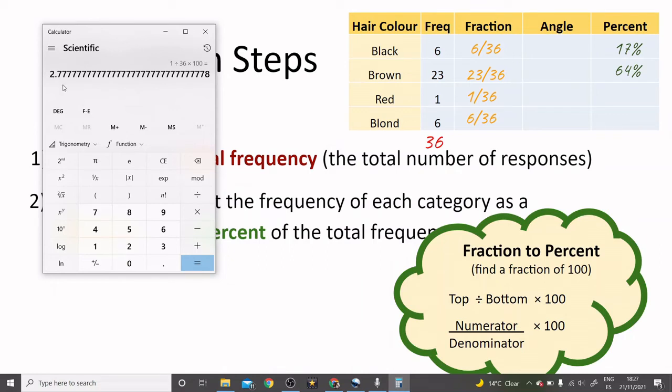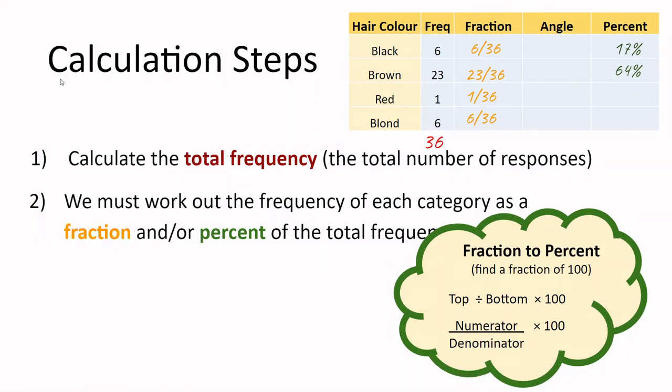And again, it's a long decimal answer, so I'll round it to the nearest whole number. 2 with a 7 next to it, that's going to round up to 3. And finally, our last one, the 6 over 36. I've already worked that out. That was 17%. Now that we've worked out all of our fractions and all of our percentages, we should have one whole. That is to say, these fractions, which all have a common denominator of 36, we can add nicely to get 36 over 36, which is one whole.